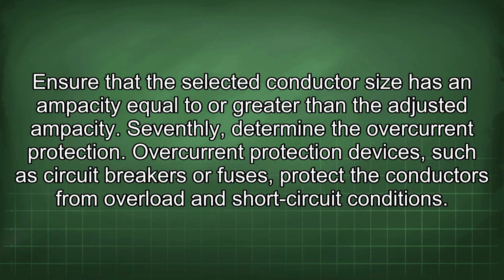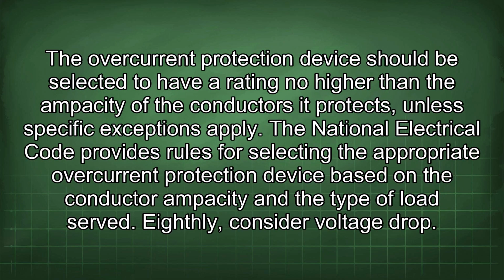Seventhly, determine the overcurrent protection. Overcurrent protection devices, such as circuit breakers or fuses, protect the conductors from overload and short-circuit conditions. The overcurrent protection device should be selected to have a rating no higher than the ampacity of the conductors it protects, unless specific exceptions apply. The National Electrical Code provides rules for selecting the appropriate overcurrent protection device based on the conductor ampacity and the type of load served.